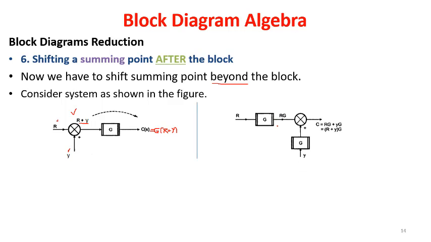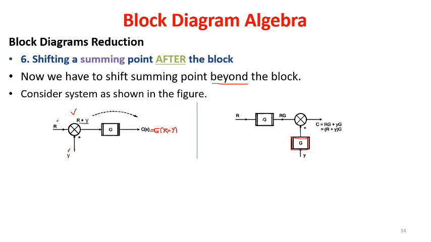So in shifting the summing point after the block, the modification we need to do is bring a block in series with the signal, the same as the forward block G, and the input for this one will be Y, and it will be getting summed at the forward summing point. Let's see what happens with the output.